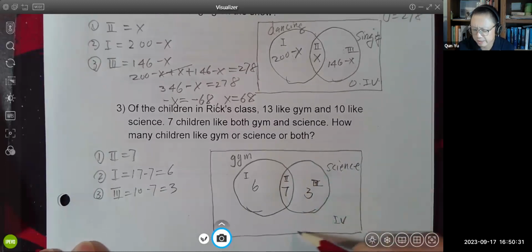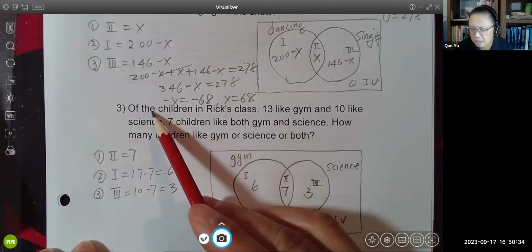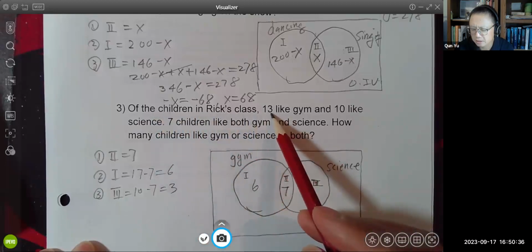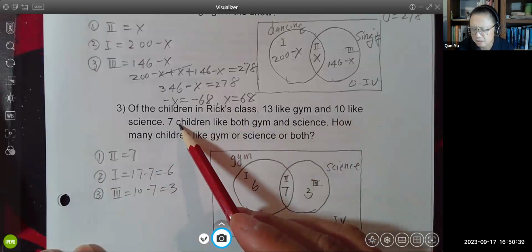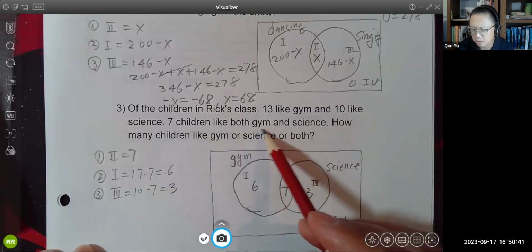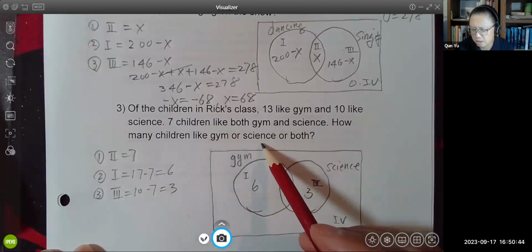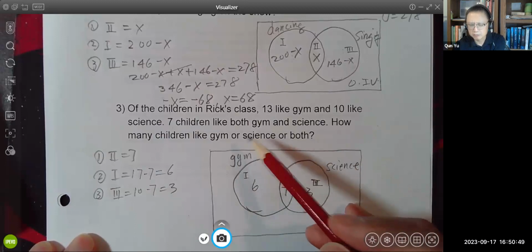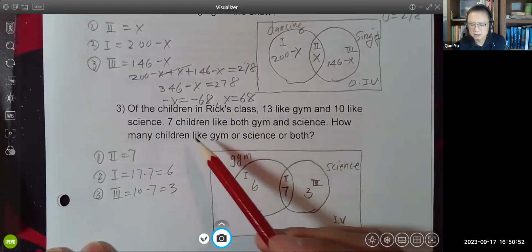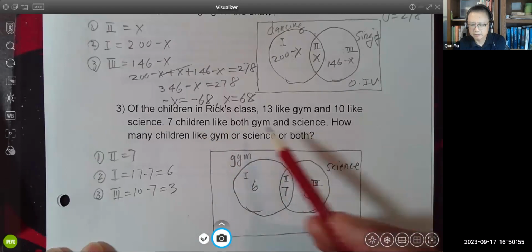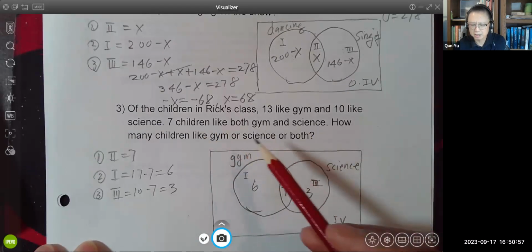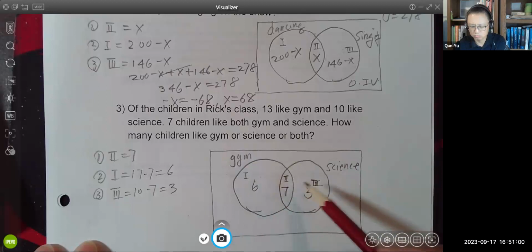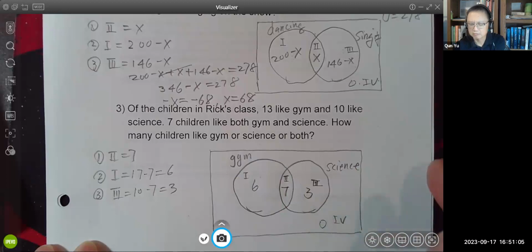Now, do we have anything else? Of the children in Rick's class, 13 like gym, 10 like science, 7 like both. How many children like gym or science or both? So basically, from the information we assume that any one of the children in Rick's class likes at least one of these two. That means there are no people out here, which would represent those children who didn't like either of these two.